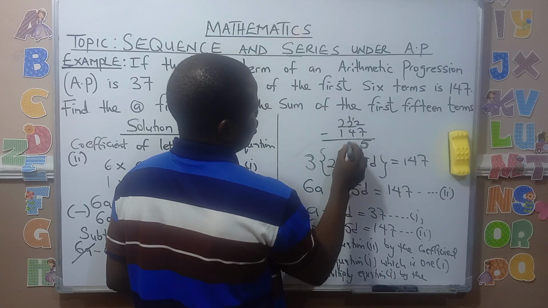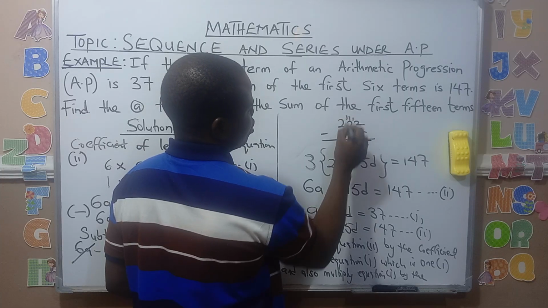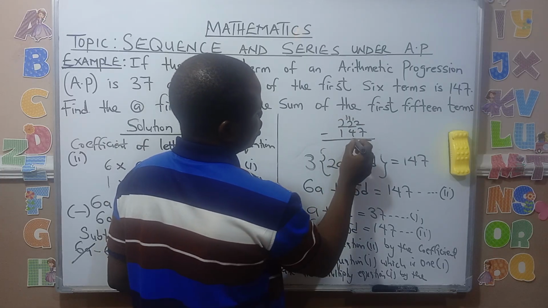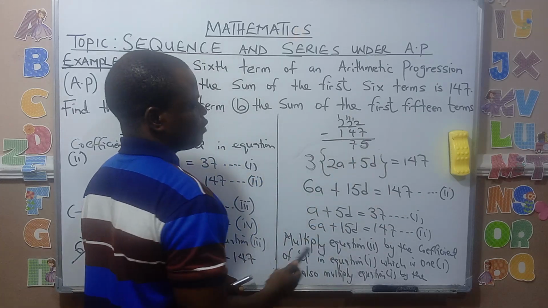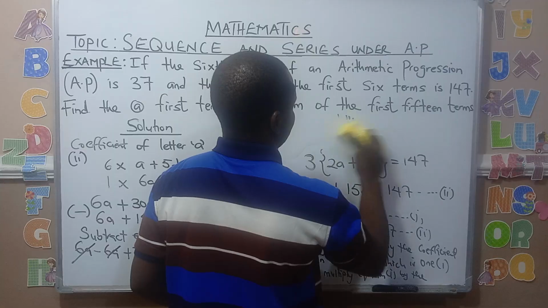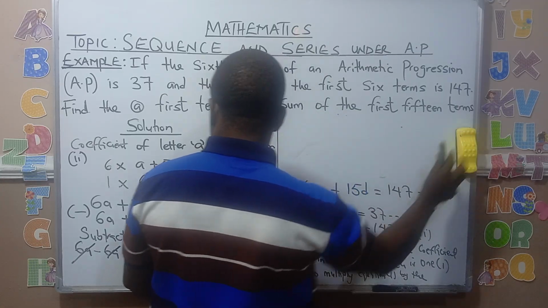Remainder 1 here. 1 minus 4 is impossible. Borrow 1 from 2, so this 1 becomes 11. 11 minus 4, that is 7. Remainder 1. 1 minus 1 is 0. That means that is 75. When you do your subtraction, we are having 75.